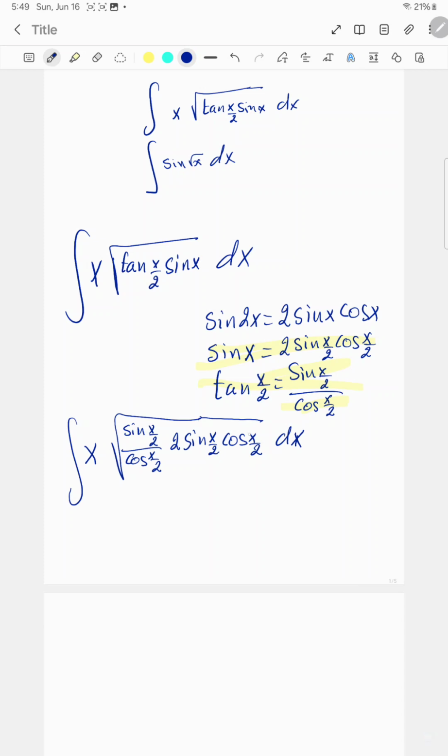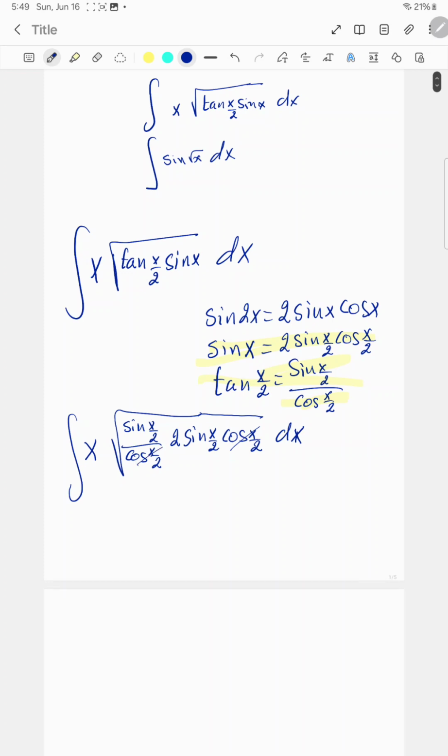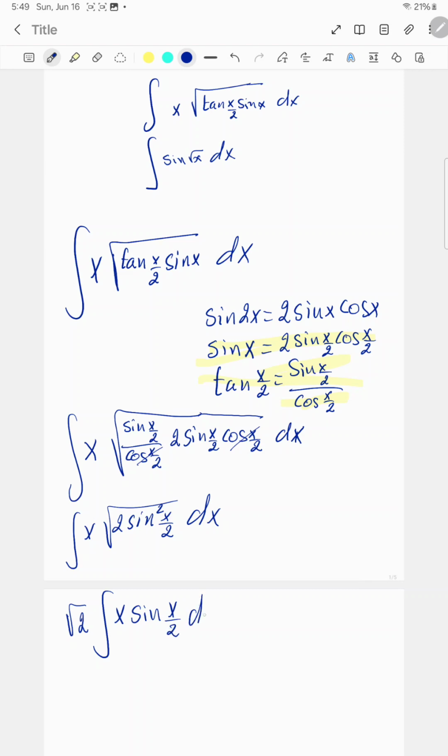So now I know that I have cosine x divided by 2 in the numerator and in the denominator, so I can simplify it. And my integral becomes the integral of x square root of 2 sine square of x divided by 2 dx. But since square root of 2 is a constant, I can take it outside my integral, so it becomes square root of 2 integral of x. And I know square root of sine square of x divided by 2 is sine x divided by 2 dx.